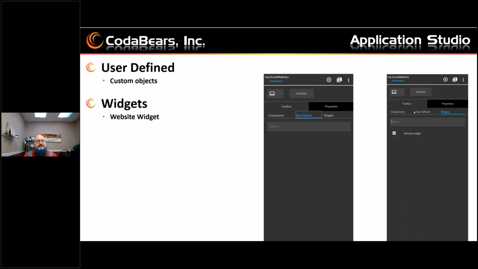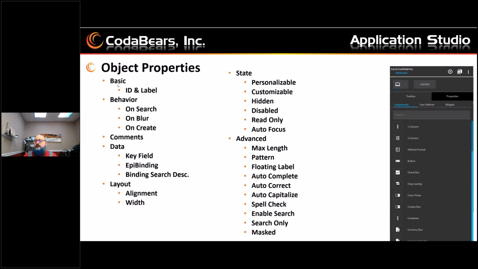Components are on the toolbox. Right next to it was user-defined, and then we had widgets. Any object that you select in the toolbox will have a properties page. And we have the object properties. Now, I pulled this up just for the text box. So I have basic object properties, the ID and the label. As Andy said, UD underscore, whatever you want to call that ID is perfect. That will always keep it separate and outside.